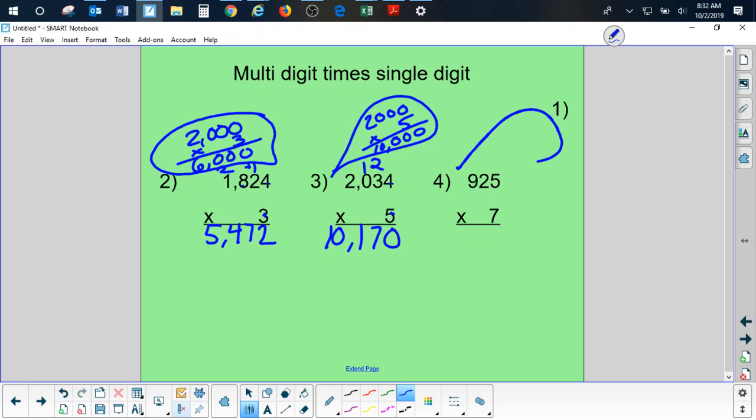And the last one, number 4, I have 925. I would round that to 900. Multiply that by 7. 7 times 0 is 0. 7 times 0 is 0. And 7 times 9 is 63. So my answer should be around 6,300. When I solve it, 7 times 5 is 35. Carry my 3 over to the next place value. 7 times 2 is 14. 14 plus 3 is 17. Put down my 7. Carry my 1. 7 times 9 is 63. 63 plus 1 is 64. So my answer is 6,475, which is pretty close to my estimate of 6,300.